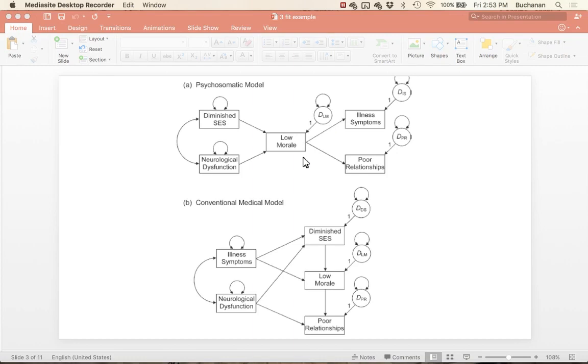My video froze, so I'm going to back up a sentence just to make sure I catch everything. The question is, can these models be nested? Can I make this model into this model? It's kind of complicated, but you can. I could draw a line from illness symptoms to SES like it has in this one. In theory, in this model, that line is 0, so we force them to be unrelated. I would have to take low morale and make that path a 0. So I would essentially be changing the paths, and I can make these models out of each other. It just would be kind of complicated, but they are nested.